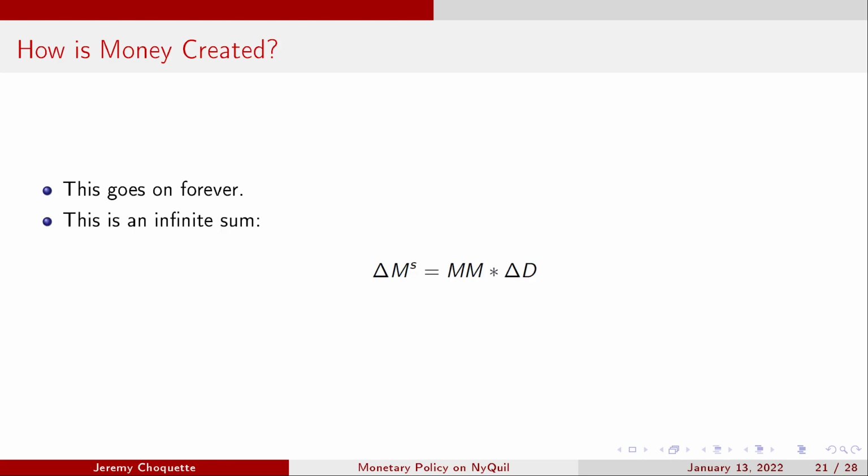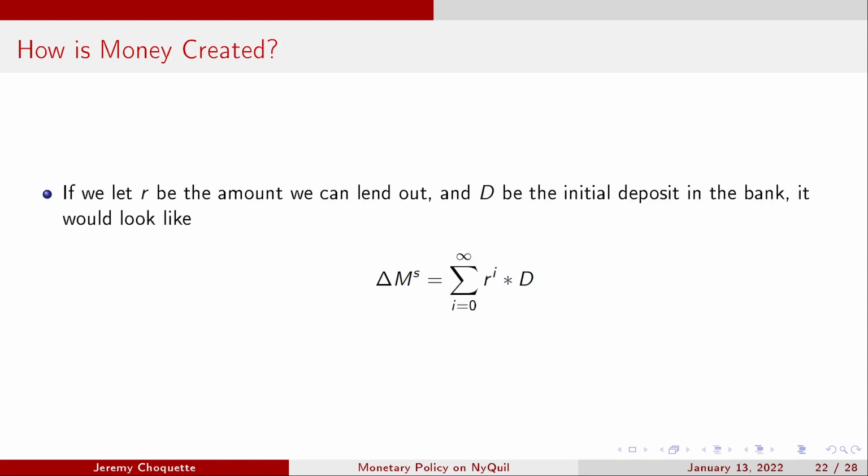In actuality, it doesn't really go on forever. But mathematically, this is what is an infinite sum. We get the change in the money supply, ΔMS equals MM times ΔD. MM is the money multiplier. ΔD is the change in the deposit. And ΔMS is the change in the money supply. Now, if we let R be the amount that we can lend out, the share, right, the fraction that we can lend out, and D be the initial deposit in the bank, it ends up looking something like this.